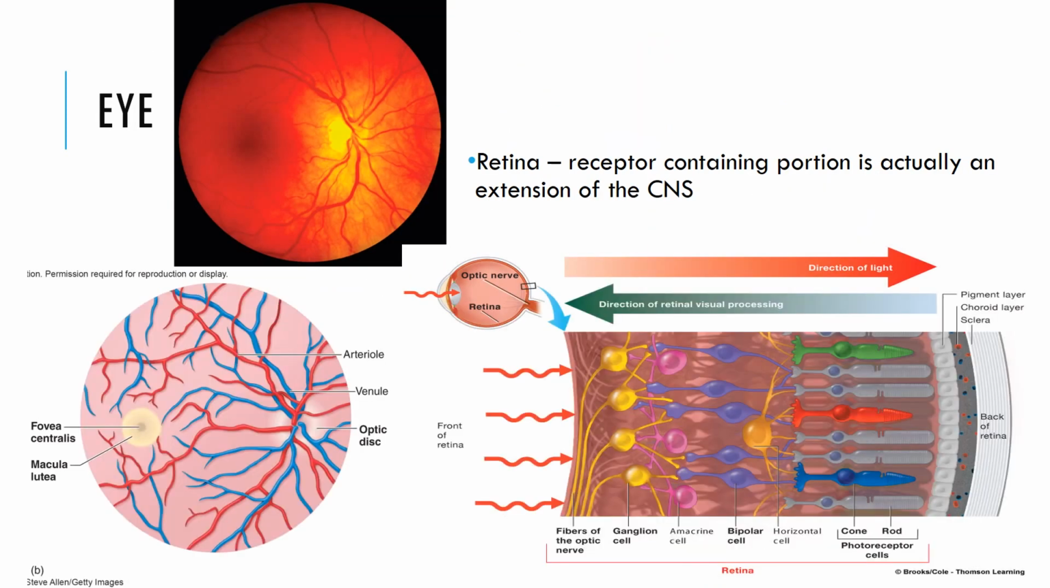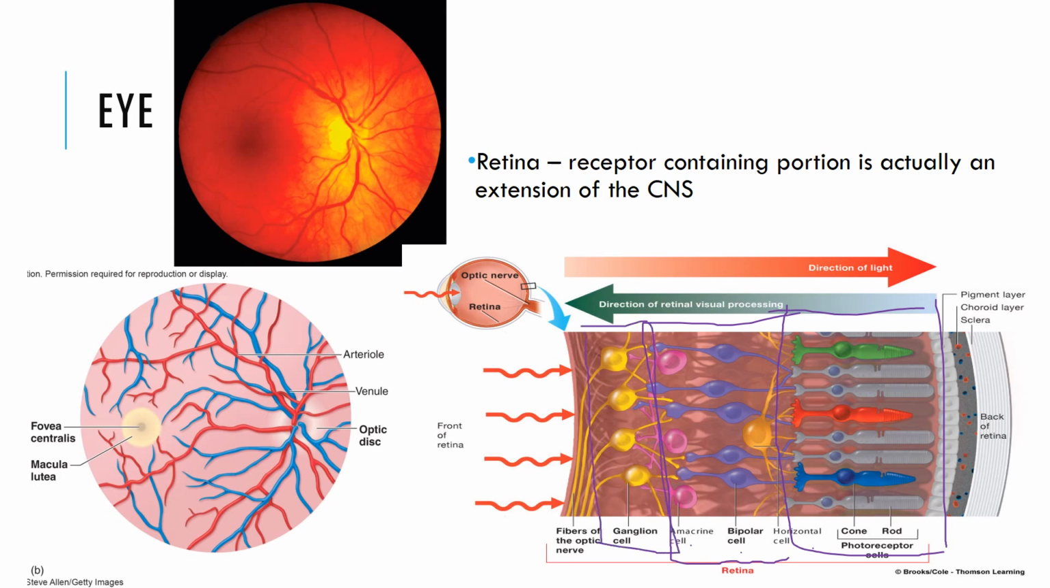So the neural portion of the retina is an extension of the central nervous system. And this is composed of three different layers of excitable cells. The first layer is the outer portion, and this is made up of rods and cones. Then we have the middle layer, and this is composed of horizontal cells, bipolar cells, and amacrine cells. And then the inner layer is composed of the ganglion cells.